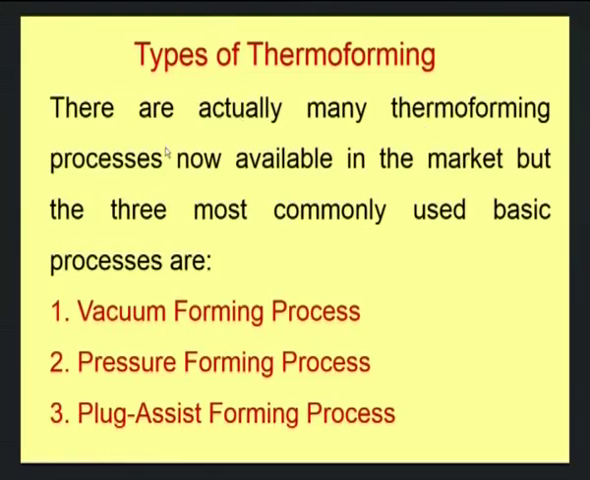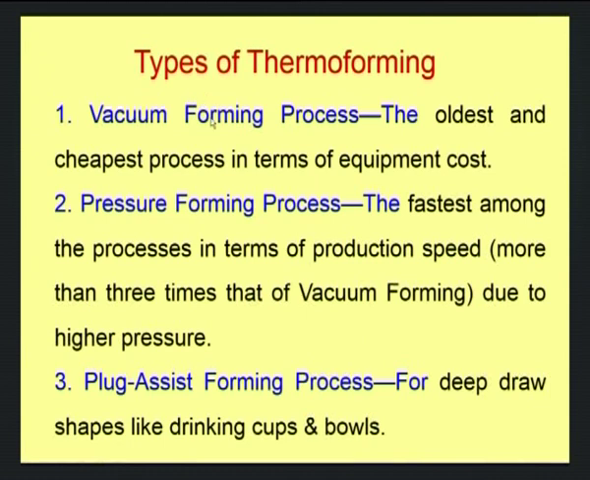Next, we will move on to types of thermoforming. There are actually many thermoforming processes available in the market, but all of these belong to any one of three, or in other words, the three most commonly used processes are called vacuum forming, pressure forming, and plug assist forming. This plug assist forming is again a subdivision of vacuum forming. So, therefore, the two main types are only vacuum forming and pressure forming. First, we will look into vacuum forming. This is the oldest method and cheapest method in terms of the equipment cost, because the only provision that is required is creation of vacuum inside the mold. So, this is the earlier method.